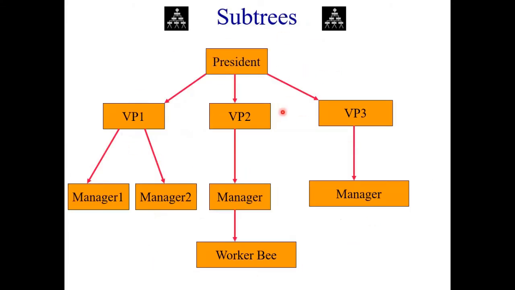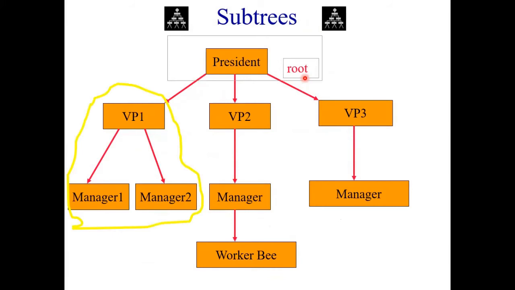I've taken the same example of employees of the corporation. So the president, how many branches does it have? Three branches. What is the first branch? The president is the root. The first branch is VP1. This is called one subtree. This is also a tree. A subtree is also a tree.